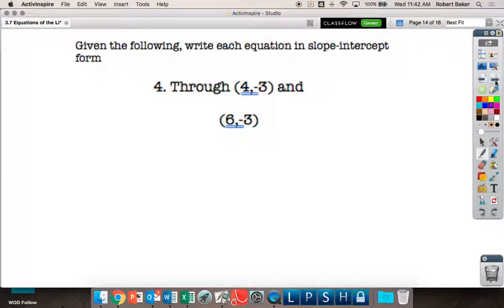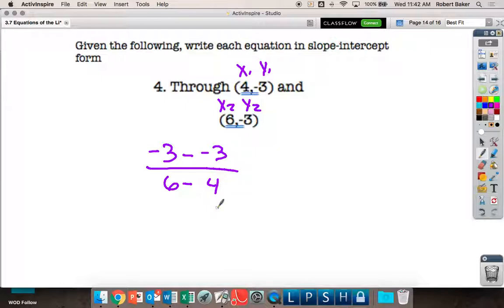Alright, I have x1, y1, x2, y2. Slope is y2 minus y1 over x2 minus x1. And then 6 minus negative 4... so it's 0 over 2. Oh, wait. Now, what is 0 divided by 2? How many times does 2 go into 0? Zero times. So your slope is 0.